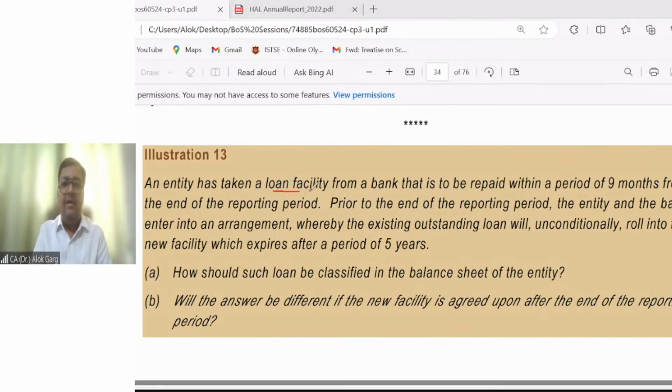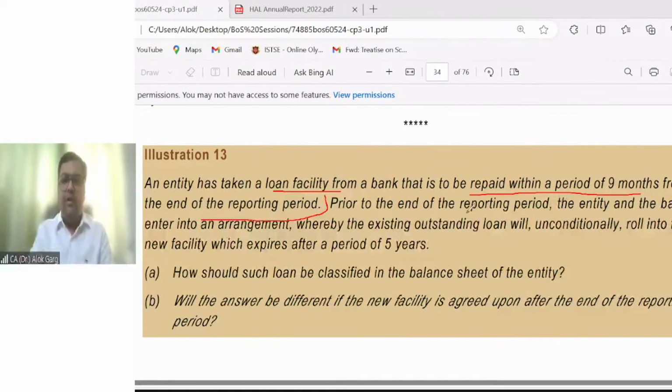An entity has taken a loan facility from a bank that is to be repaid within a period of 9 months from the end of the reporting period. Friends, reading the first line, what is your view? Whether this liability is current or non-current? After reading the first line, what is your prime view? Is it current or non-current? Of course, current, just reading the first line.